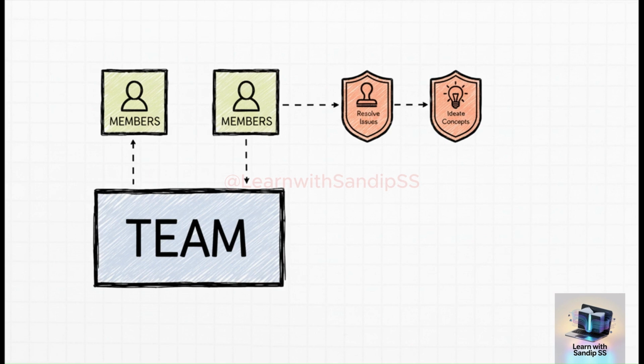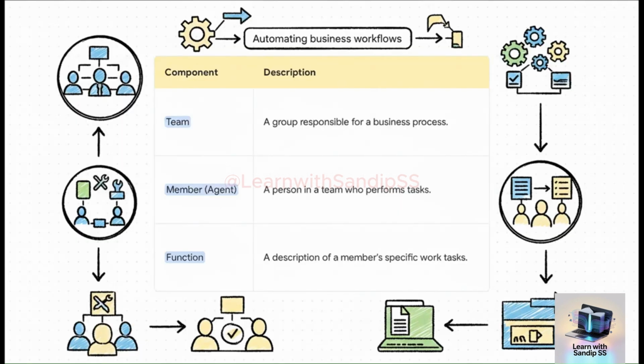So here you can see how it all just stacks up so nicely. You start at the top with the team for the whole business process. Then you fill that team with members, the actual people. And then you get super specific by assigning functions to each of those members. It's just a clean, logical structure for defining who does what from top to bottom.